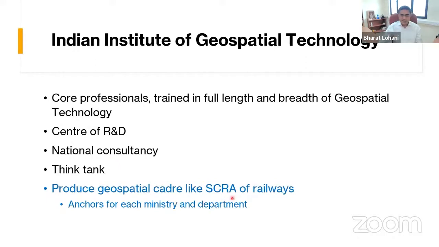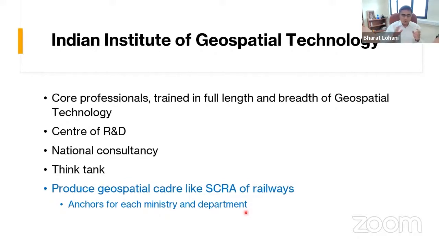Like we have in railways, the SCRA. And then the railways train people under this SCRA, especially to be absorbed within the railway departments. I see that a university like this, the Indian Institute of Geospatial Technology, can produce a geospatial cadre. The geospatial cadre can then be absorbed in the ministries and the departments.